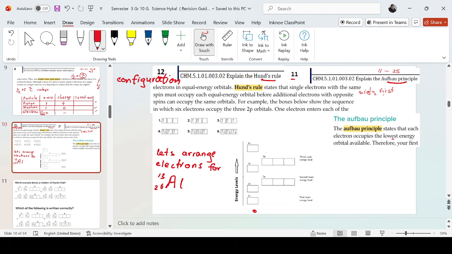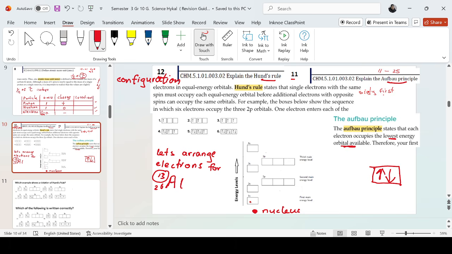At the center we have the nucleus. When electrons occupy energy levels, they start from the lowest. They occupy the energy levels from the lowest energy level or from the lowest orbital. And each orbital is filled with what? 2 electrons in opposite spin. So the first one, let's arrange 13 electrons using the Aufbau principle.